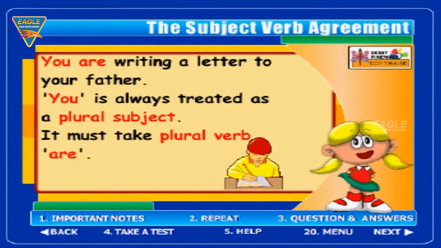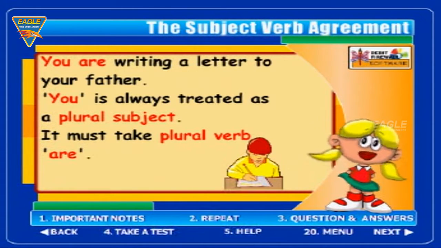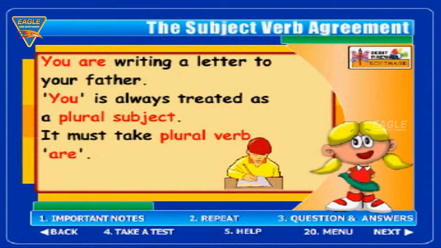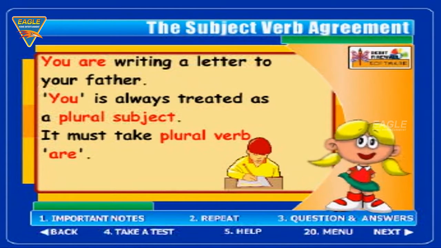You are writing a letter to your father. You is always treated as a plural subject. It must take plural verb are.